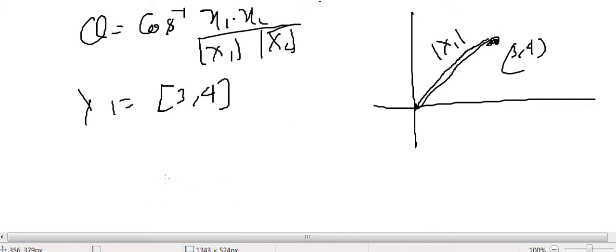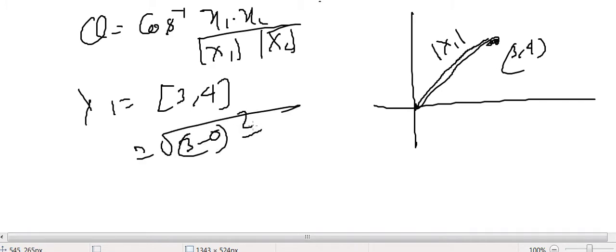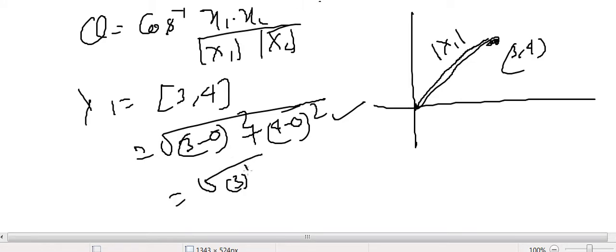So how to calculate it? You just take (3 minus 0) whole squared plus (4 minus 0) whole squared. This is basically the distance equation of two vectors. If you have two vectors, (x1, x2) and (x3, x4), and you want to calculate the distance, you can calculate it using this equation. So this is basically 3 squared plus 4 squared, which equals 25, and you will get 5.